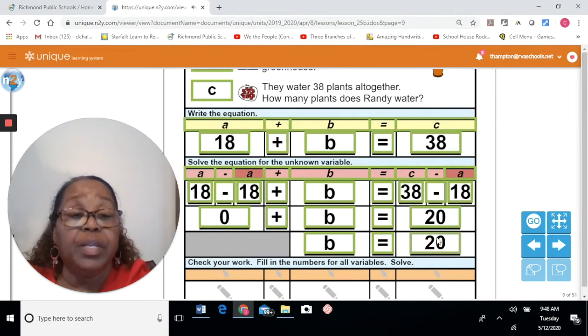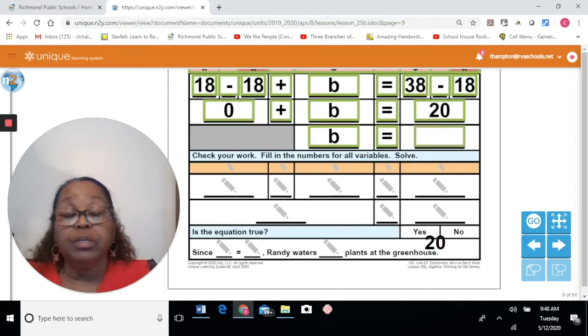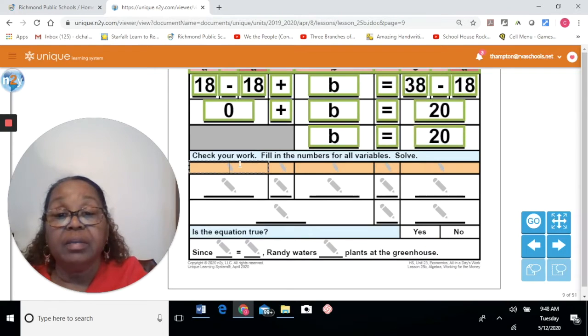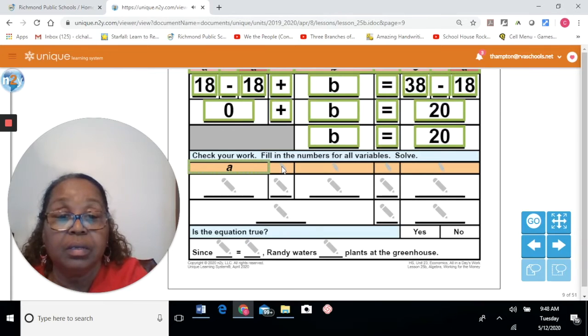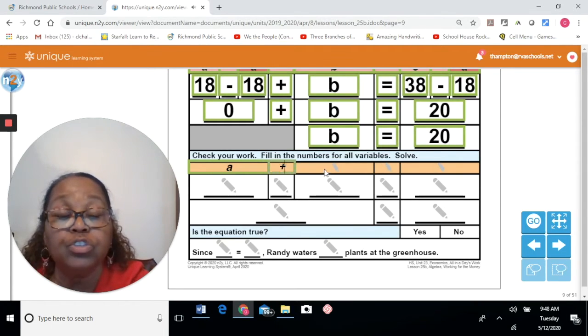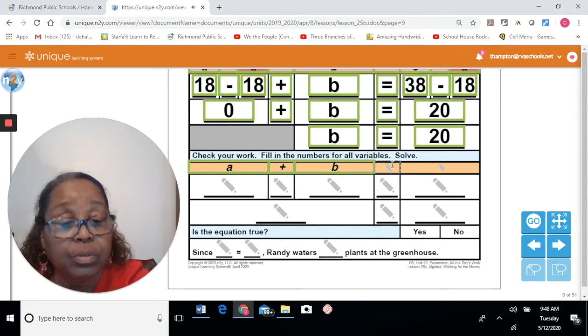B equals 20. Can I leave now? Can I just move on? No. Now you want to make sure that it works. You always check your work. Fill in the numbers for all variables. So A plus, this is our original equation. A plus B will equal C.